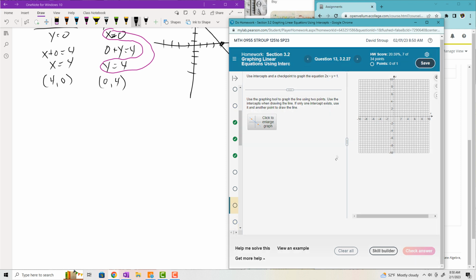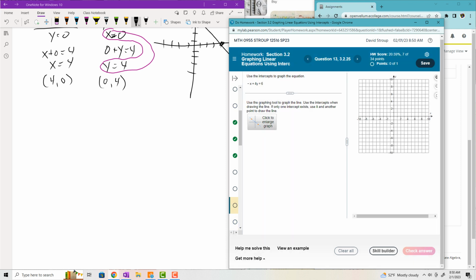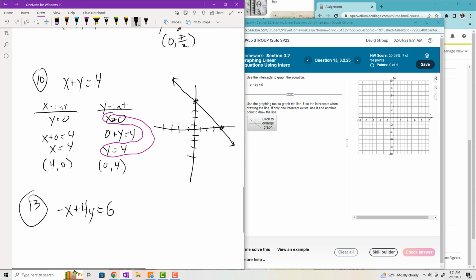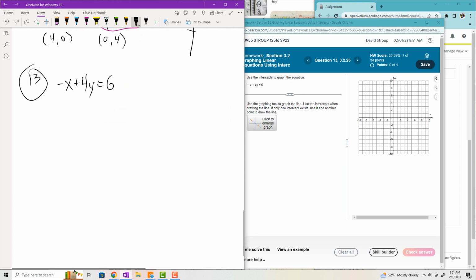So a lot of these kind of problems, they're asking you to also do checkpoints, which I don't really require on my test, but sometimes you're forced to do the checkpoints, right? Anyways, let's try number 13. Negative x plus 4y. And a checkpoint is just doing another point in addition to the x and the y. Okay, I'll show you here in the next problem. All right, so anyways, in this one, the x-intercept, you're letting y equal 0. So you get negative x plus 0 is 6.